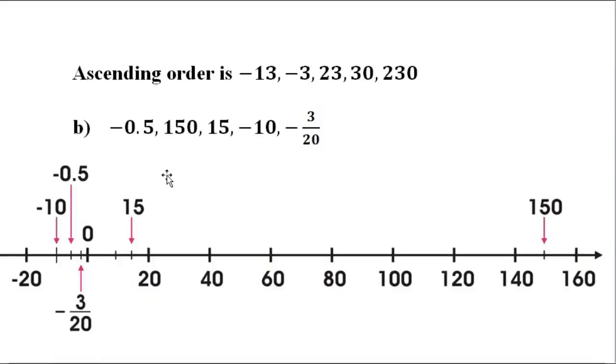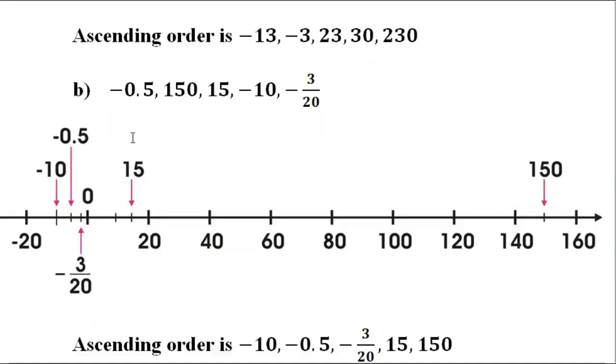The second part of this question is negative 0.5, positive 150, positive 15, negative 10, and negative 3 upon 10. Here the first number is negative 0.5. The negative 10 is the midpoint between 0 and negative 20. The number right over here is negative 0.5, which is the midpoint between 0 and negative 10.